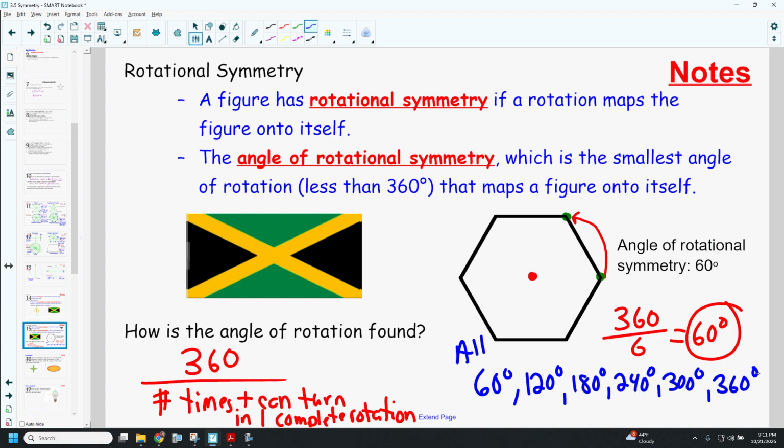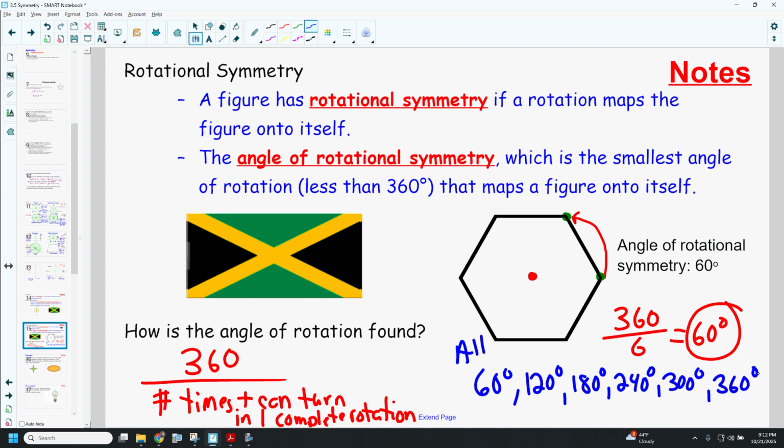And the other thing too is if I don't get back to 360, that also means that I can't rotate it evenly. Okay? So you have to be able to get to 360 in order to rotate it. That is rotational symmetry. So this is on your notes on page 3.